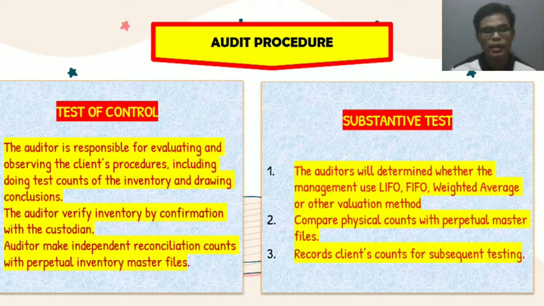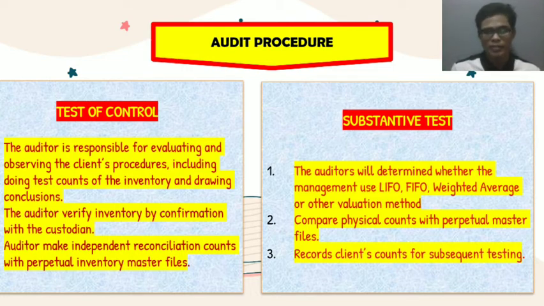The second is that the auditor needs to verify the inventory by confirmation with the custodian, which means the person in charge of the custody of the inventory. The auditor can make confirmation with the custodian to ensure whether the audit procedure is accurate or not. The last one is that the auditor makes an independent reconciliation account with the perpetual inventory master file.